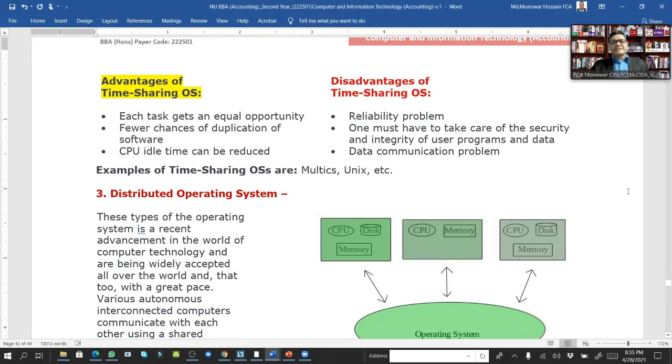The disadvantages of a time-sharing operating system are a reliability problem, one must take care of the security and integrity of user programs and data, and a communication problem also. Examples of time-sharing operating systems are Multics, Unix, etc.